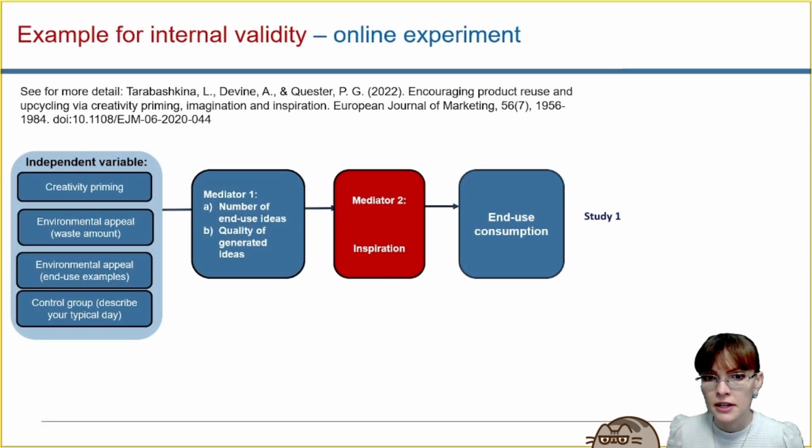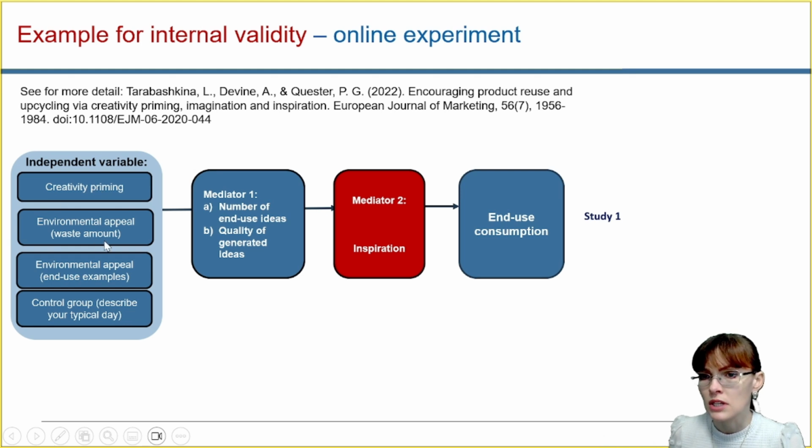Here is an example of an online experiment where exactly the same procedures were followed from one respondent to the next one. This research project was about the encouragement of end-use consumption, consumers' reuse or upcycling of products that reach the end of their life cycle. And researchers have proposed several interventions. One of them was creativity priming. Another was environmental appeal, which mentioned the amount of waste.